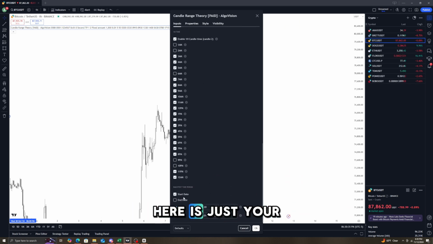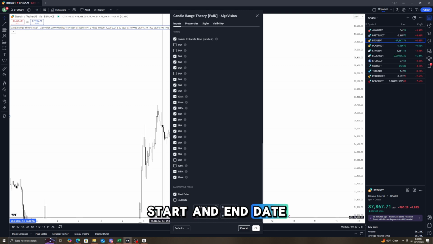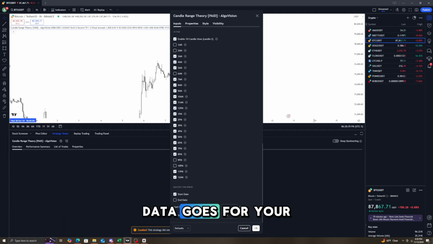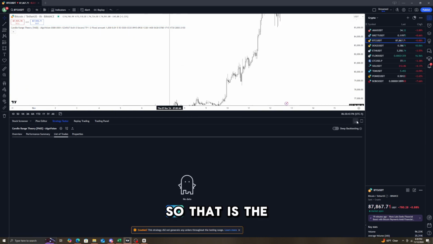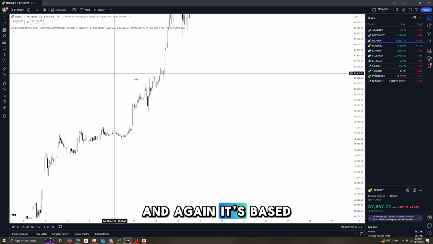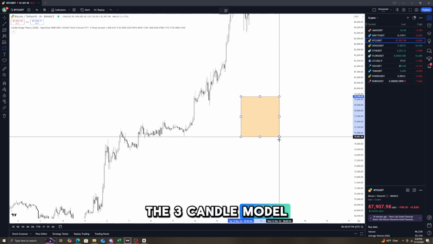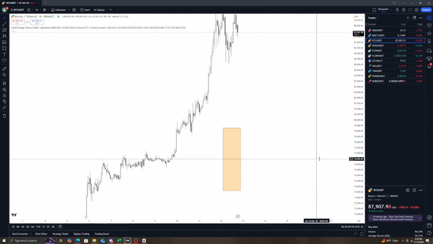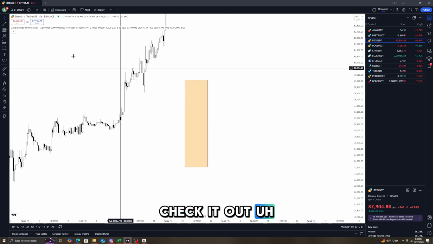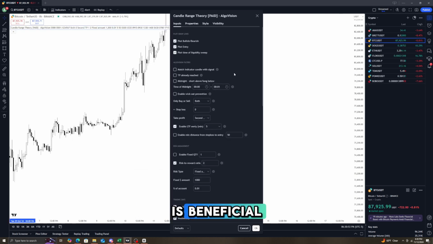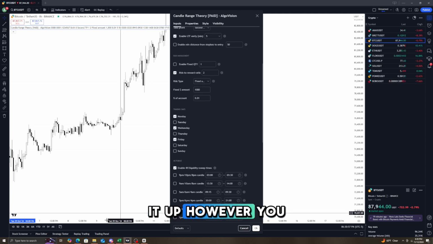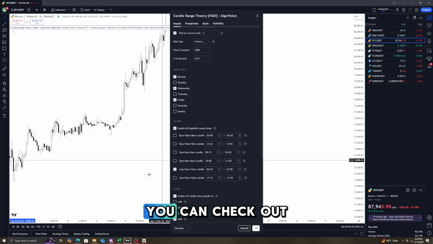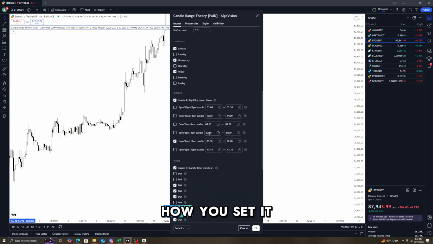And then this right here is just your start and end date as far as the data goes for your backtesting. So that is the paid indicator. Again, it's based off of CRT in the 3-candle model, and you can get it at algovisiontrading.com. Check it out. It's definitely something that is beneficial because you don't even have to look at charts now. You can just set it up however you want, look at the backtesting data for it. You can check out if it's even going to be profitable, how you set it up, right? Before you start trading with it.